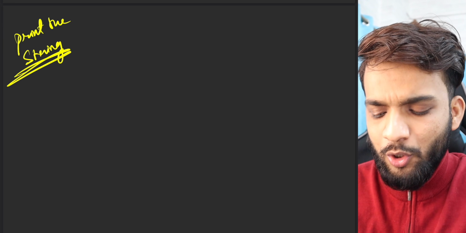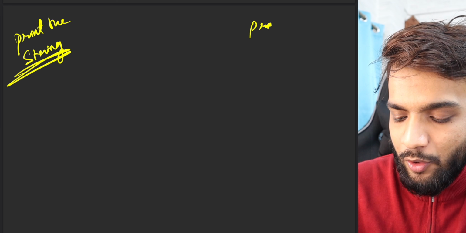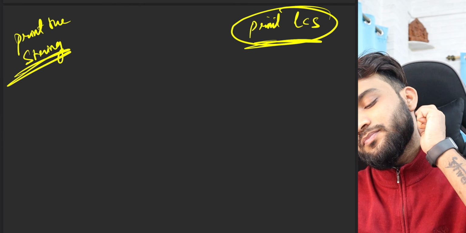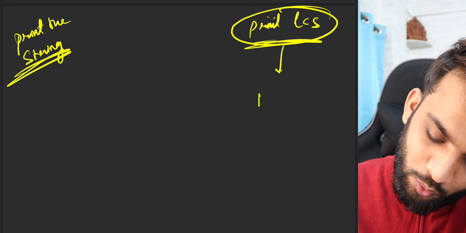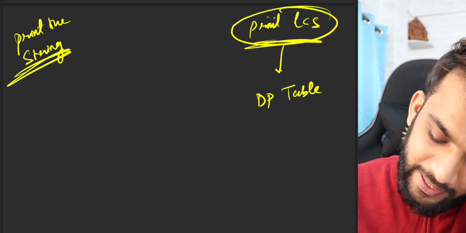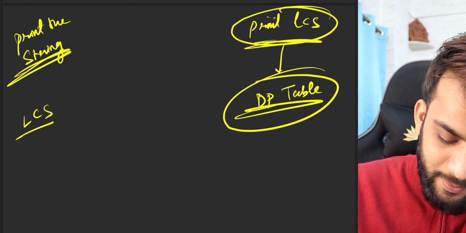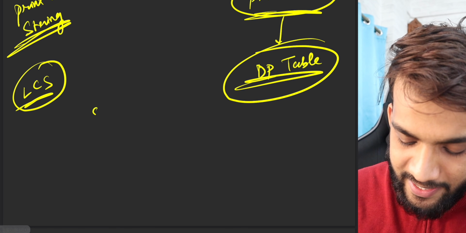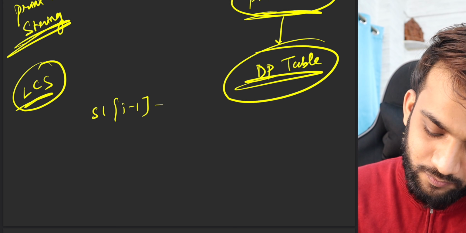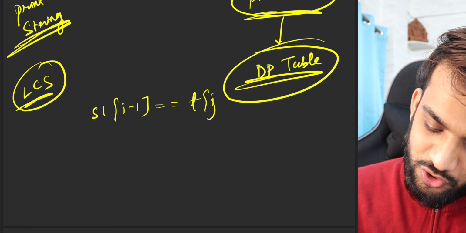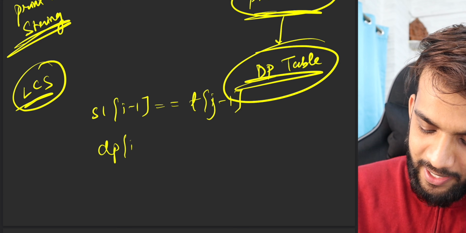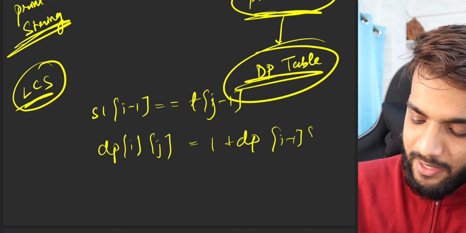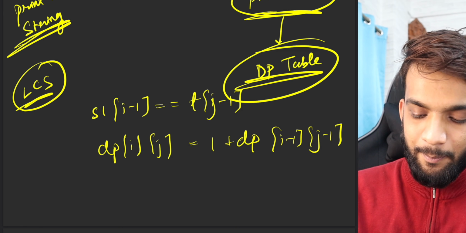That's the point. How do you print the supersequence? So you will have to watch the video Print LCS. Please go back and watch the video Print LCS. Over there, I've taught you what the DP table is. And if you remember, just a quick recap, in LCS we used one based indexing and we said if S of i minus 1 is equal to T of j minus 1, then dp of i j goes as 1 plus dp of i minus 1 and j minus 1. Remember? That was for the matching character.